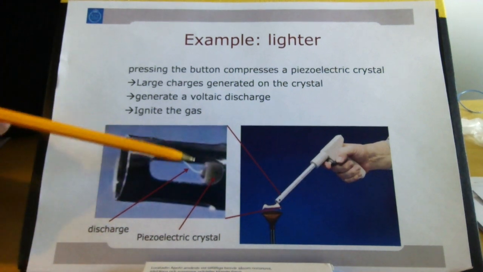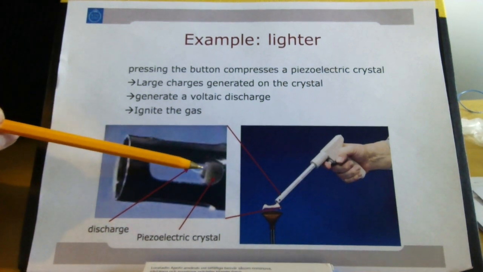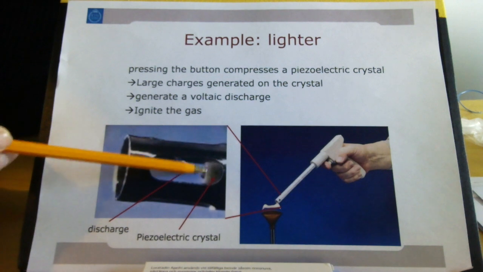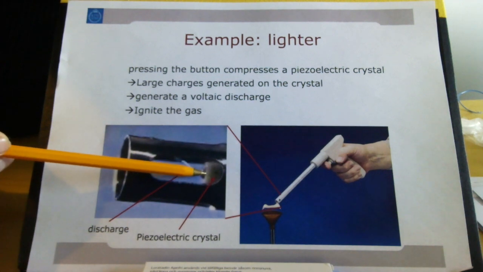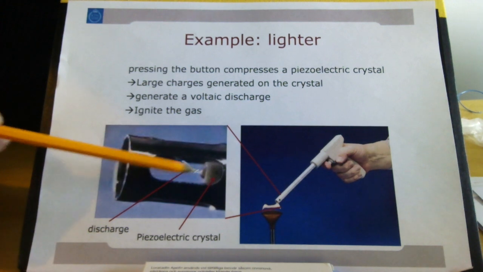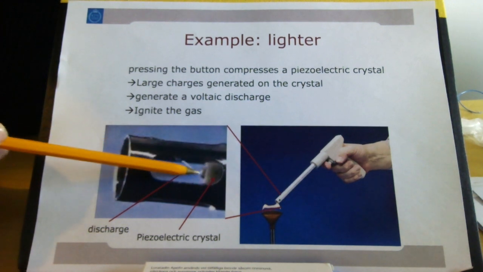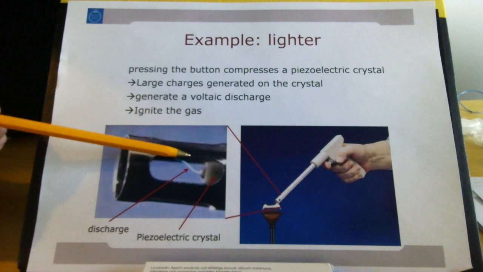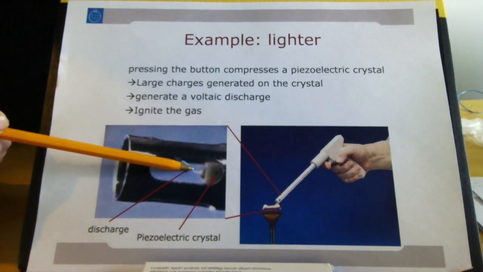But at the same time, when you push, and you have to push rather hard, you're deforming a piezoelectric crystal at the top here. So by pressing this you generate a very high voltage over it, and this voltage is so high that you create an electrostatic discharge, an arc. So if you have a gas flow and this electrostatic discharge, of course the gas will inflame at that moment, and that will start the burning of the gas.